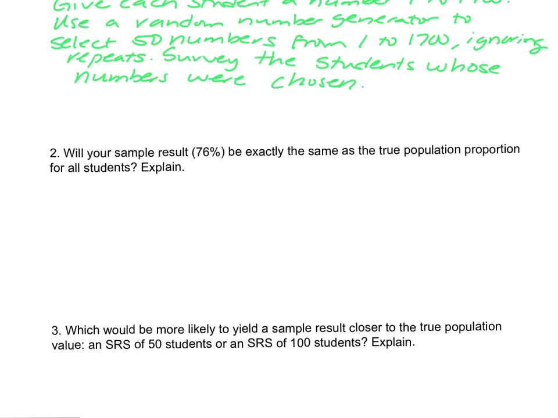Question 2 says, will your sample result, 76%, be exactly the same as the true population proportion for all students? And the idea here is, remember that we said that there is sampling variability. So the answer will be no, because random samples produce different proportions. It's unlikely that we're going to get exactly the same number. Okay?